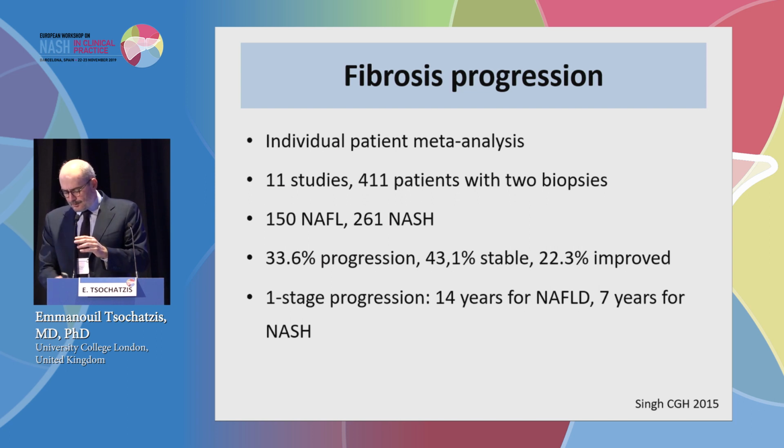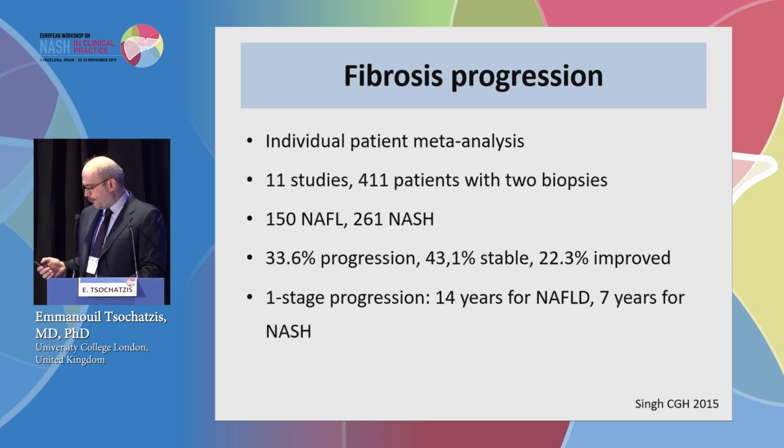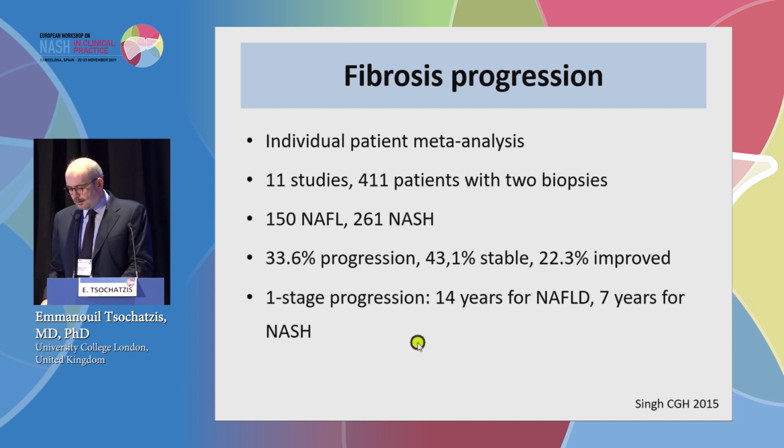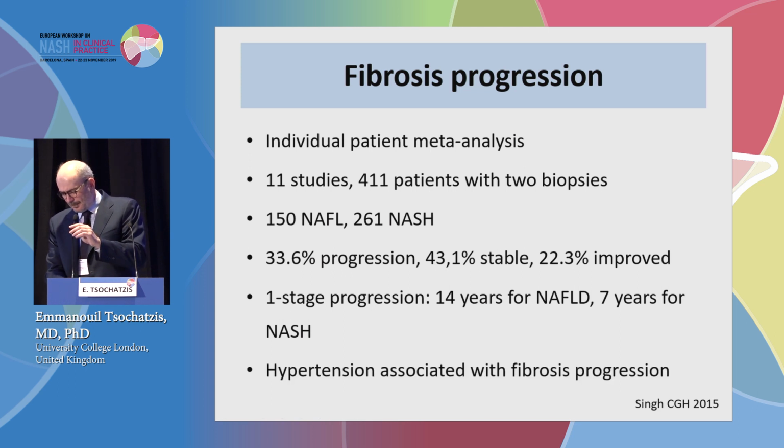And what is important is that this is most likely a slowly progressive disease. So for a one-stage progression, it took 14 years for fatty liver and 7 years for NASH. And hypertension was the single factor associated with fibrosis progression. And this is, again, why it is important to address all the metabolic comorbidities of the patient that you have in front of you.